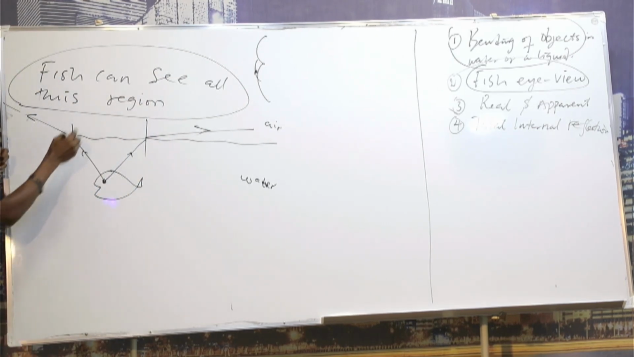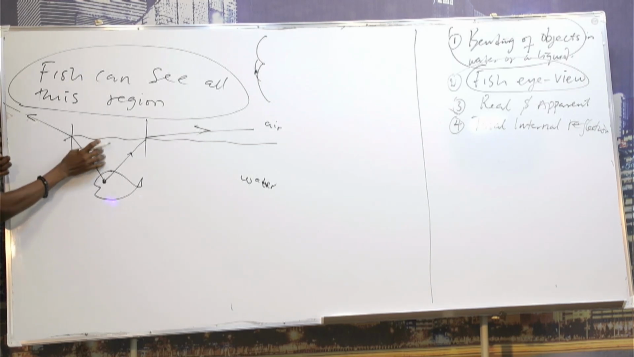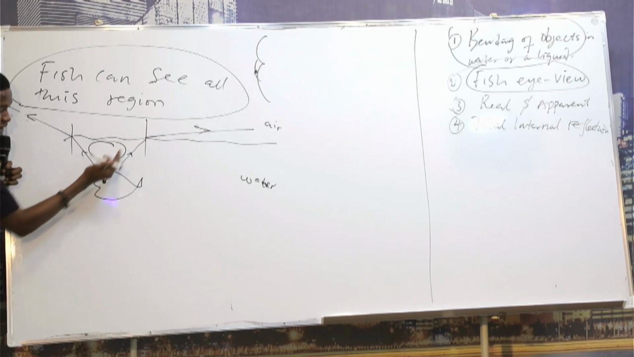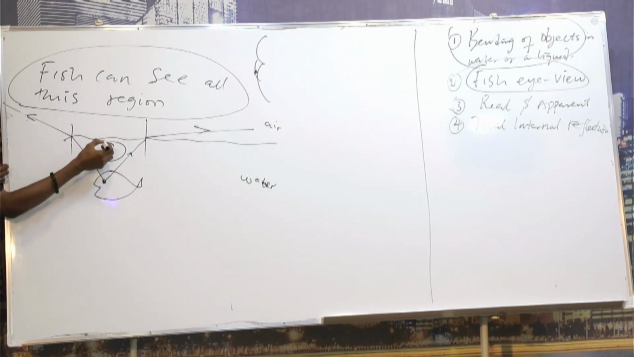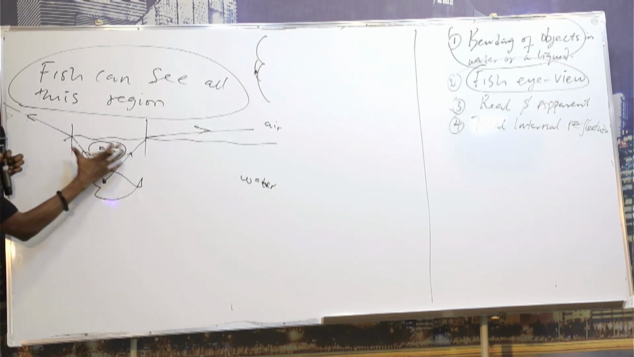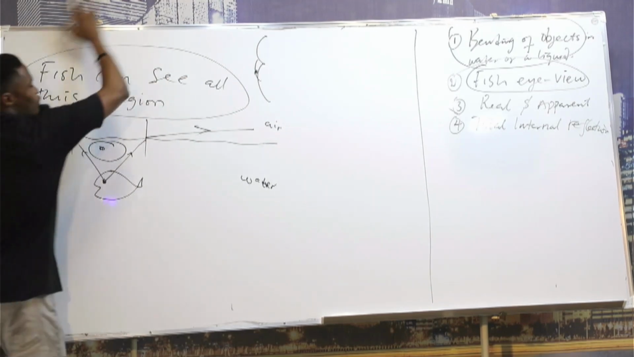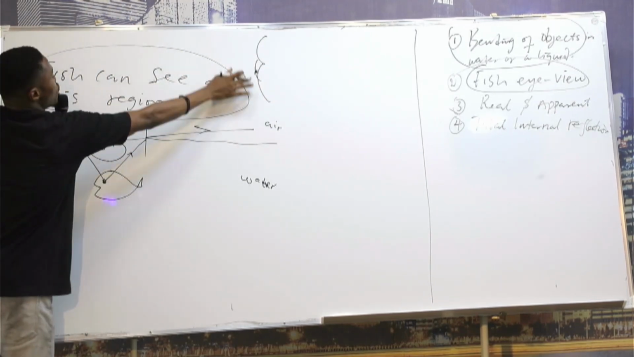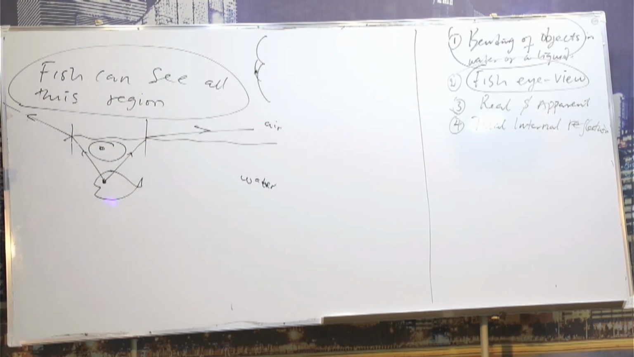Now, you see that compared to when the fish is in water, look at the only place it could see, because look at the rays of light. Look, this is the area they cover. So this is where the fish can see when the light rays are still in water. But when the light rays emerge out to air, because it refracts away from the normal, all this region will be visible to the fish.